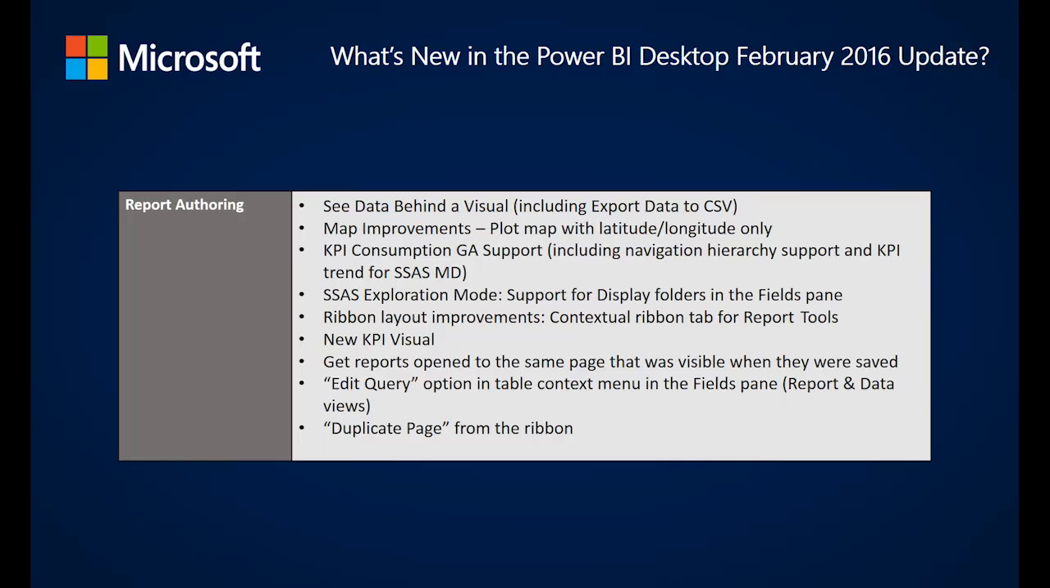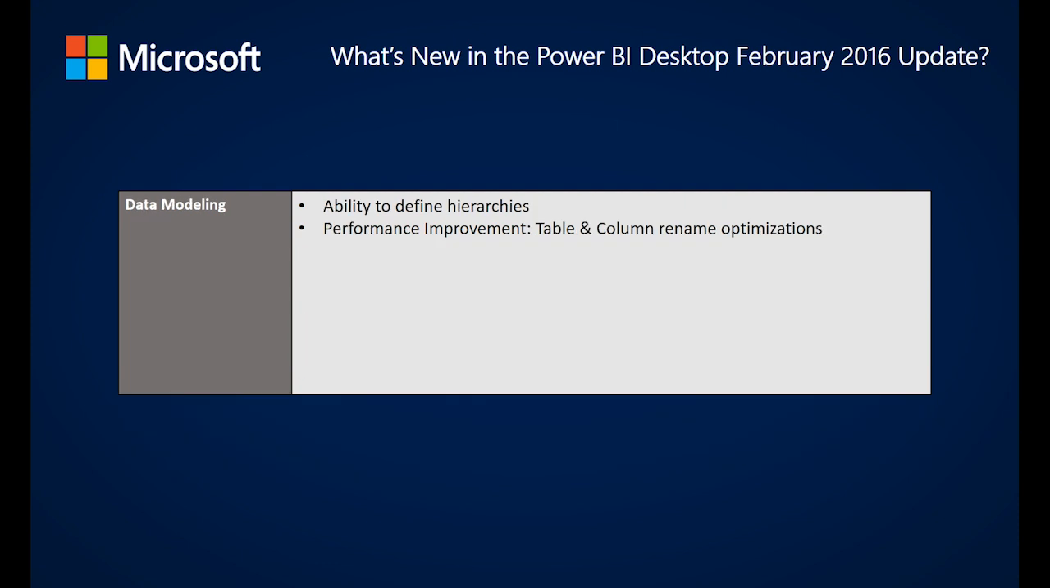Going back to the list, we can now switch to the next category of improvements this month, which is improvements within the data modeling category. The first one has also been very commonly and frequently requested by many of you for the last several months: the ability to define hierarchies using Power BI Desktop.